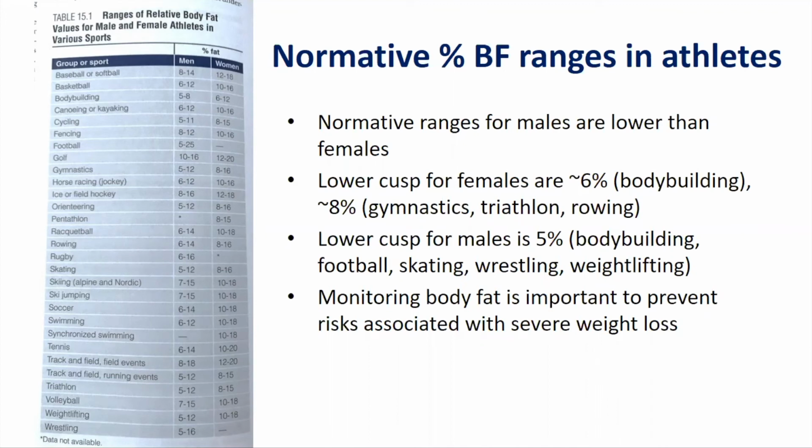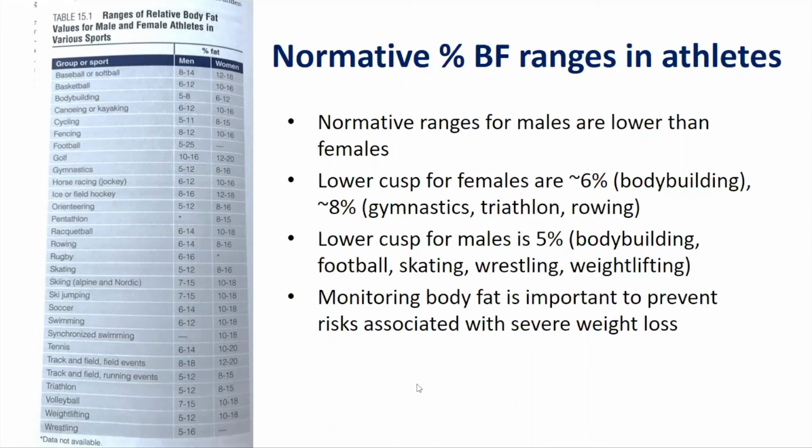So this table is taken from your textbook where it gives different percentages of body fat for males and females in different sports. So the lower cusp of percentage of body fat are reported for females in bodybuilding at 6%, in gymnastics at 8%, triathlon and rowing also at 8%.